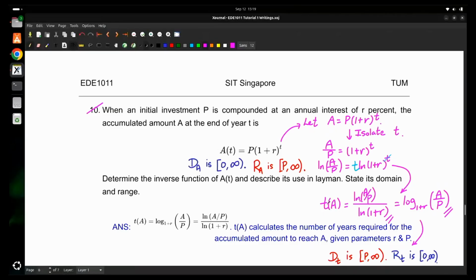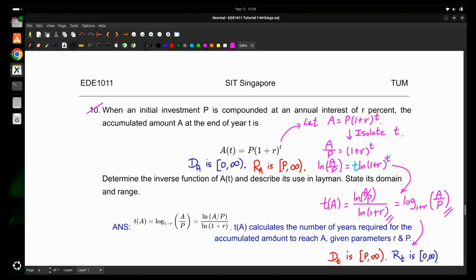So what will be the purpose of T of A then? Now you look at the input is A, the output is the number of years. In other words, I want to get this accumulated amount A, then I'm asking the question, what year will I get it? After how many years will I get that accumulated amount? This is very practical because it calculates the number of years required for the accumulated amount to reach A.